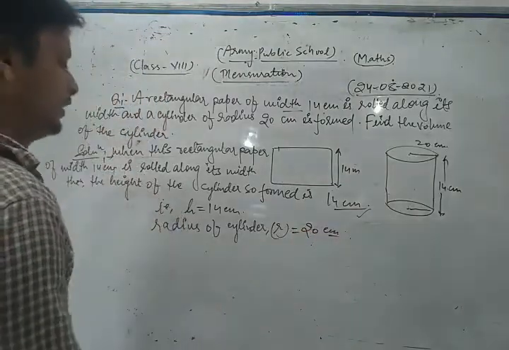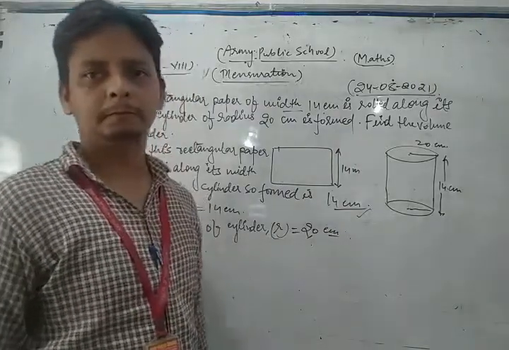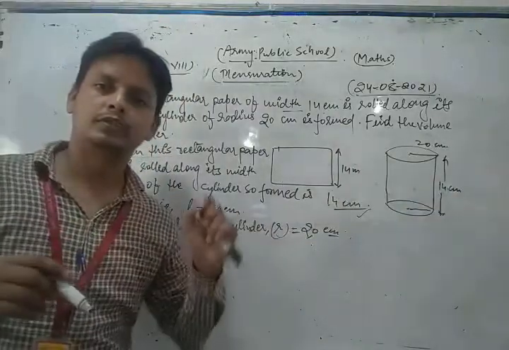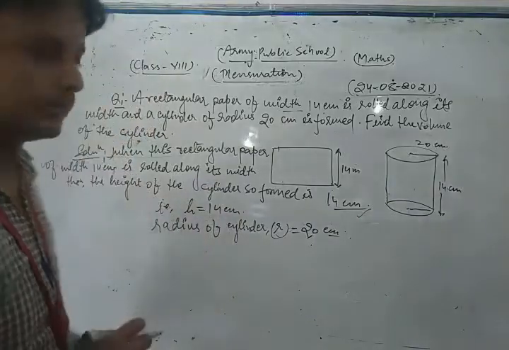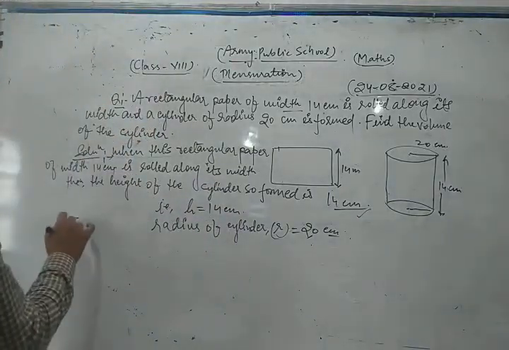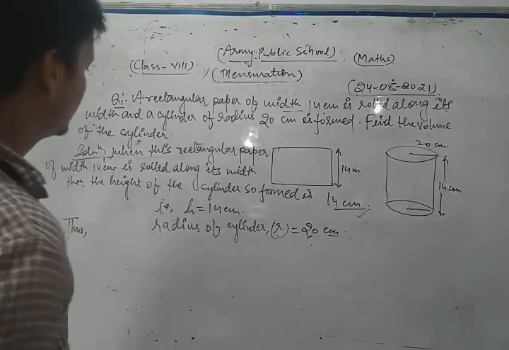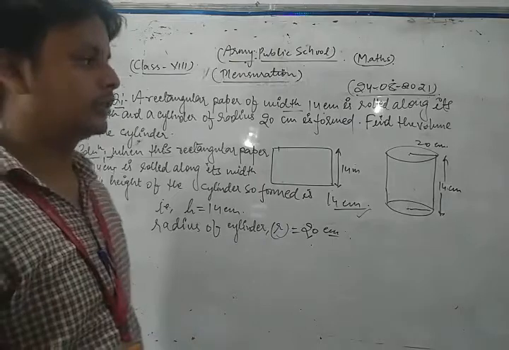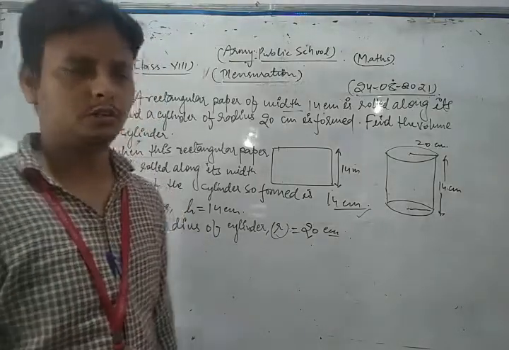20 centimeter. And radius of cylinder is what? 20. Radius of cylinder is 20 centimeter. Okay. Thus, find the volume of the cylinder, and you know that the formula for the volume of cylinder is what? Pi r square into h.